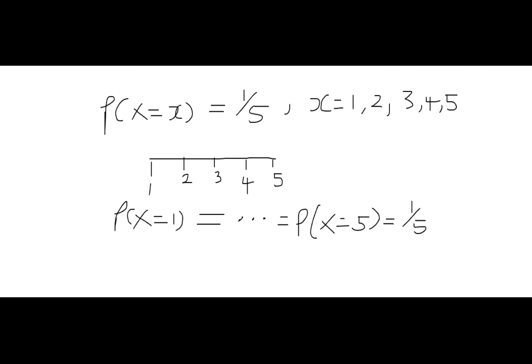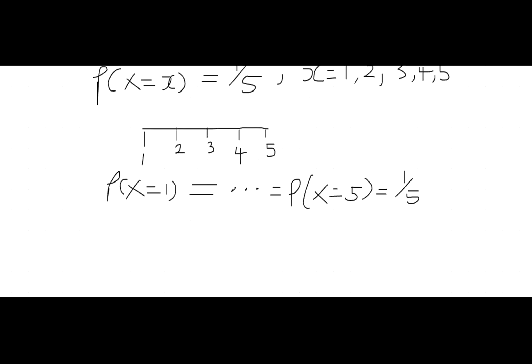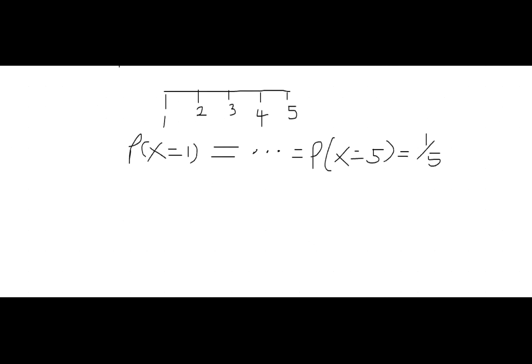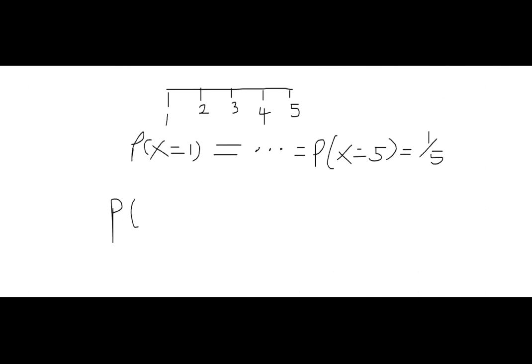So in that case, we'll be considering something like the probability that x is equal to x. A more general formula now will be equal to 1 over b minus a plus 1, everything multiplied by x.